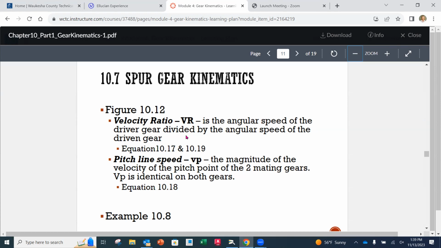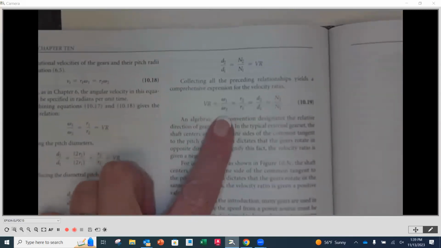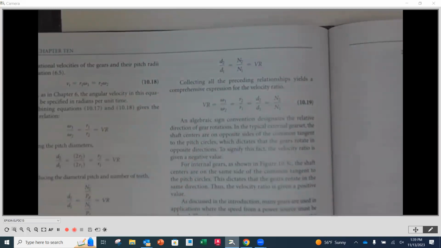There's a couple different things about gears that we can use to get to that ratio, which are going to be found in equations 1017 and 1019. I'm going to peek over to 1019 right away because this one gives our complete list. So on page 274, there is this equation right here for velocity ratio. Velocity ratio is going to have a variable of capital V, capital R. Velocity ratio is going to be equal to. There are 4 different things that we can use to get our velocity ratio.